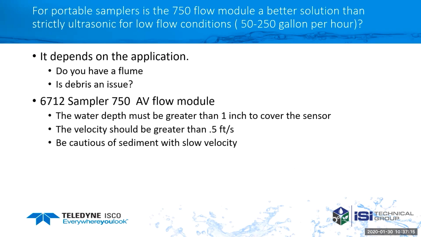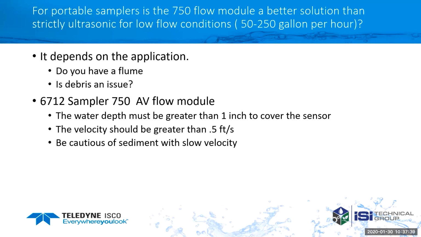But if you have a flume application and it's been known to surcharge, using level only would not be ideal, because the flume assumes or expects the flow to go one direction, so it would not be able to read reverse flow. So in that case, an area velocity sensor like the 750 would be better.